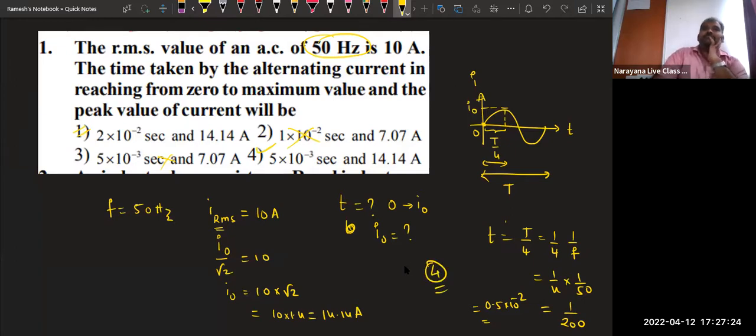Sir, T by 4 is not an issue, sir. Why do you have to take T by 4? Okay, this is one full cycle, no? Yes, sir. Then this is half cycle only, na? Yes, sir. Then this is 1/4 of a cycle only, na? Yes, sir. So T by 4. The total time period is capital T, na? Yes, sir. Understood. So T by 4. That's all.